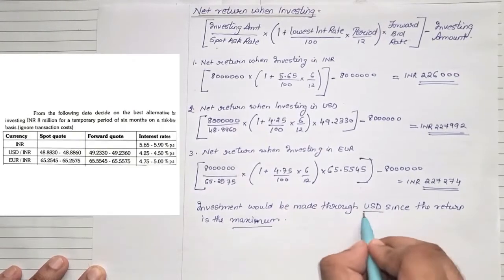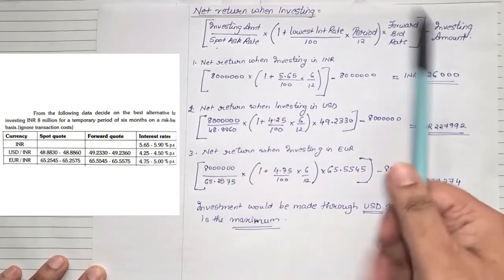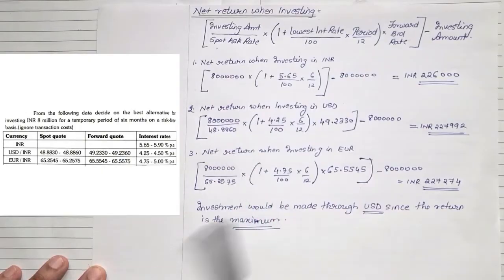Okay, so maximum under USD. So this is how you all had to solve the sum under investing, under the subject covered interest parity. Again, very simple: you just have to follow the formula, and based on the formula you just need to substitute the values. So this is the very first type of sum.